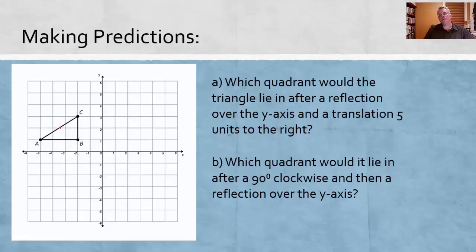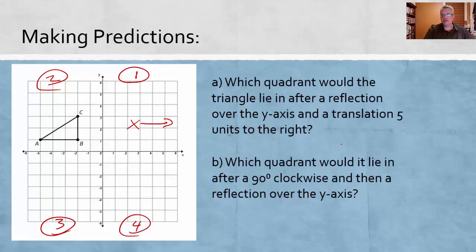So we just got to picture it. And remember the quadrants. So I'll remind you here, this is quadrant 1. Over here is quadrant 2. This is quadrant 3. And this is quadrant 4. If we reflect it over the y-axis, that's right here, it's going to end up over here, around here someplace. And then, if we translate it 5 units to the right, it's still going to be in quadrant 1. So we know this one is going to say quadrant number 1.